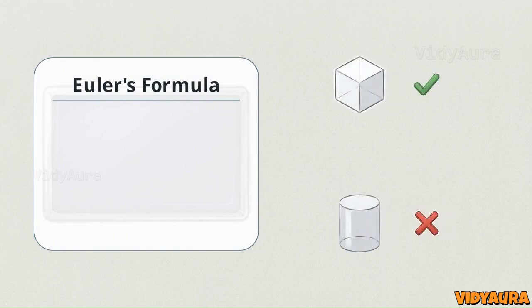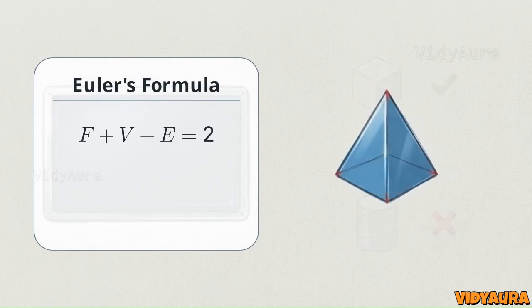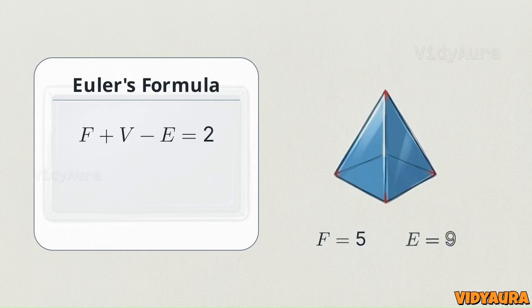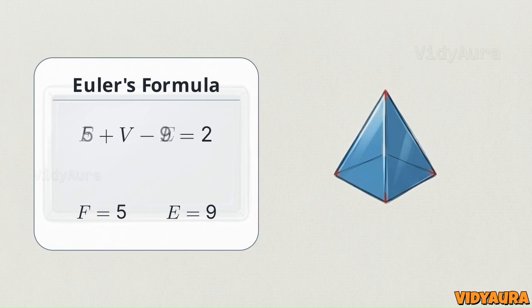For these shapes, there is a fixed relationship between their components, known as Euler's formula. It states that faces plus vertices minus edges will always equal 2. For a triangular prism with 5 faces and 9 edges, let's calculate its vertices. Identify knowns: F equals 5, E equals 9. Substitute into Euler's formula: 5 plus V minus 9 equals 2. Simplify, and we solve for exactly 6 vertices.